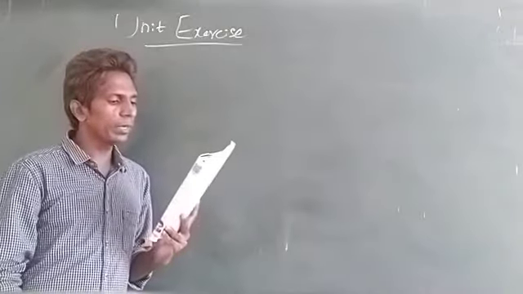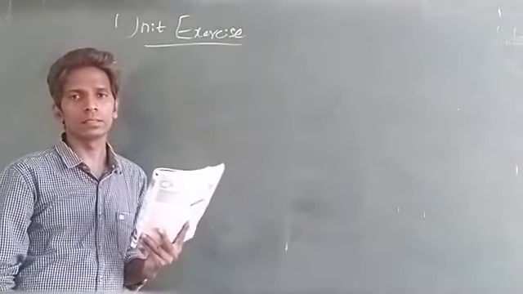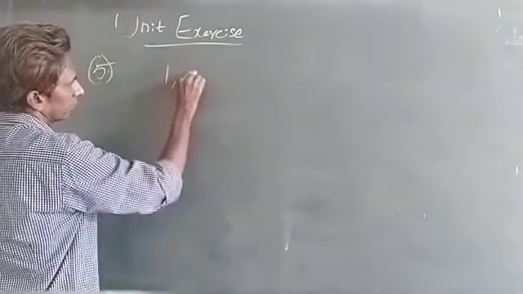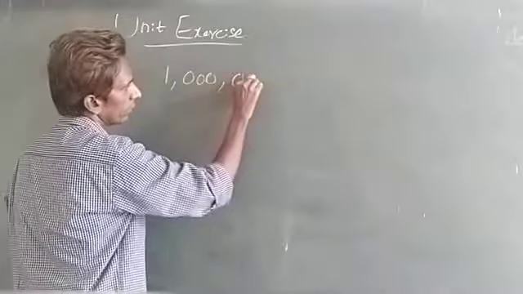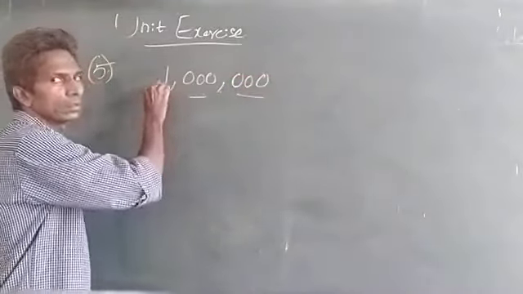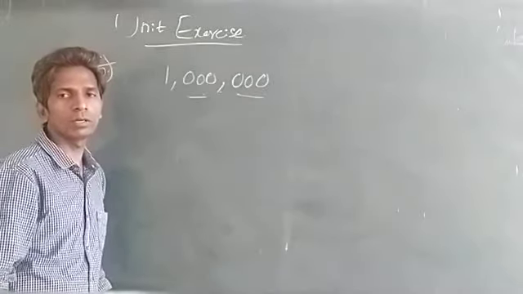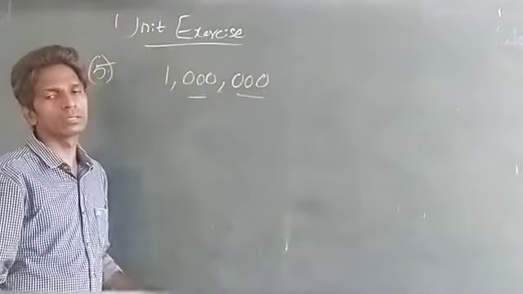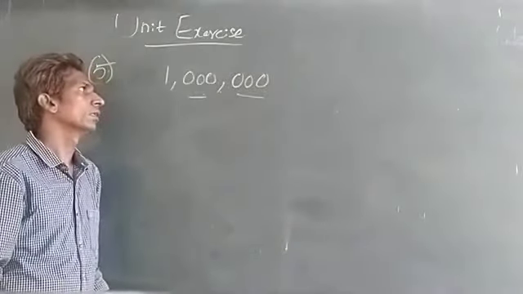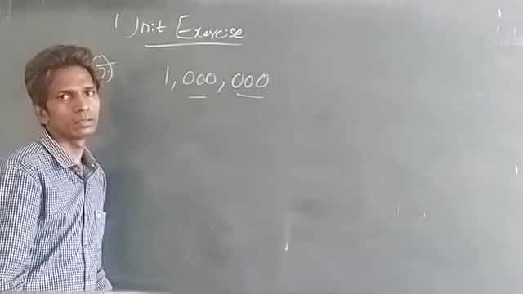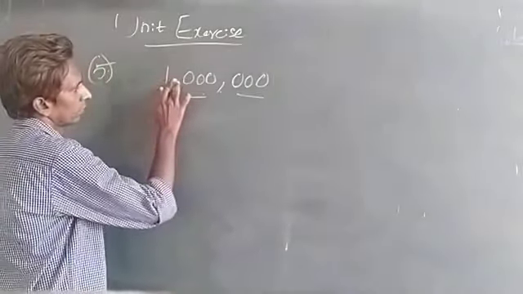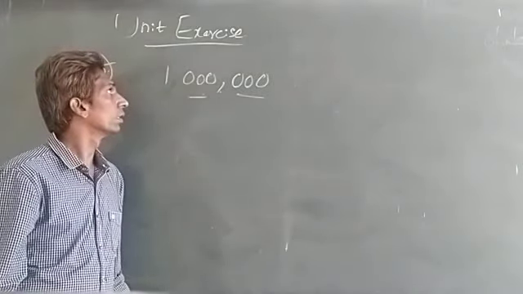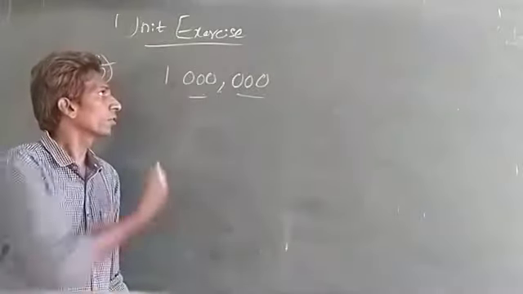See the fifth one. How many thousands make 1 million? So what is the 1 million? This is the million: ones, thousands, million. You want to write 1 million out in thousands. After 1, it will become 1000.